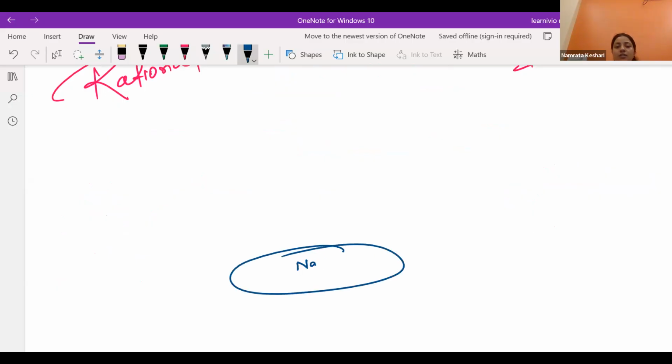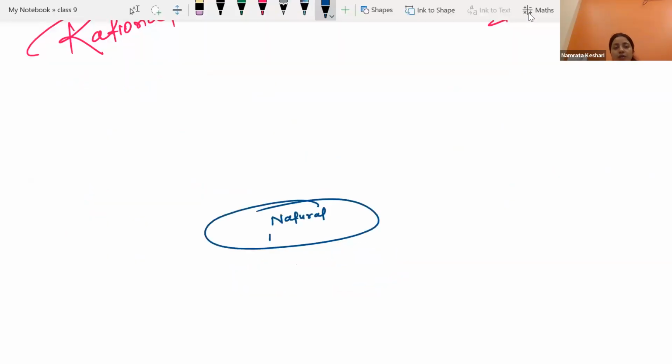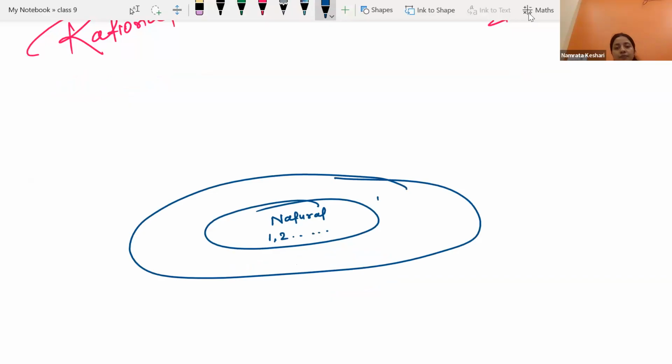Can you tell me what is a natural number? All the counting numbers starting from 1 to infinity. Yes, 1, 2, 3, 4, all the counting numbers are natural numbers. What are whole numbers? Starting from 0. Yes, starts from 0, 1, 2, 3, 4. These are whole numbers.